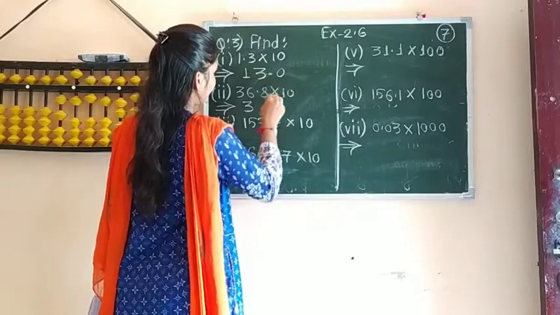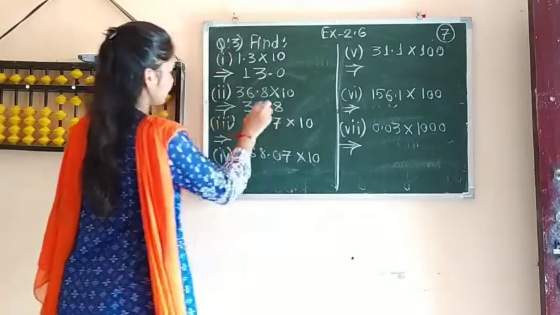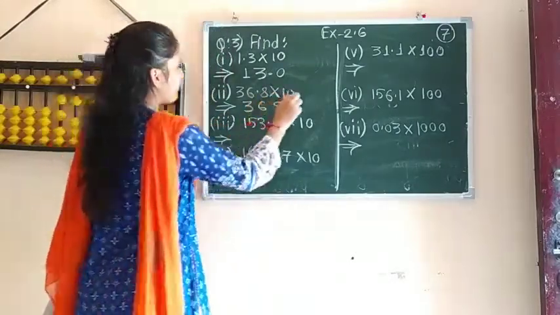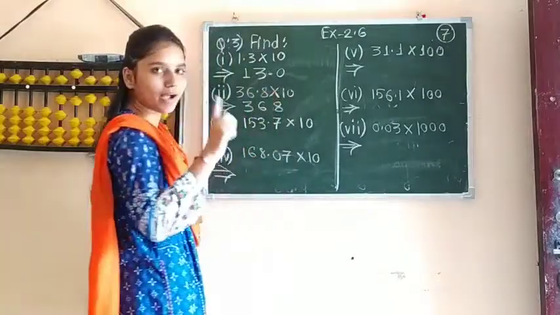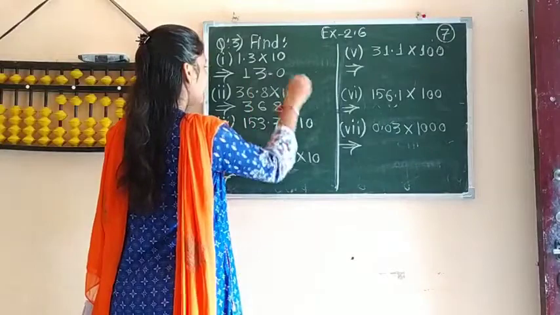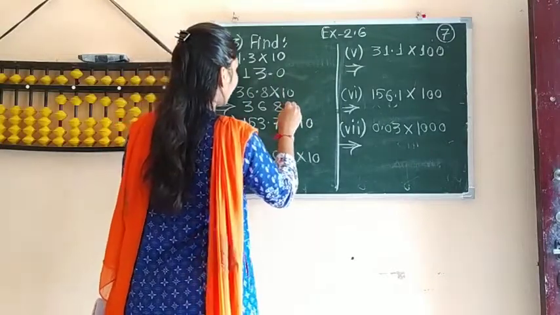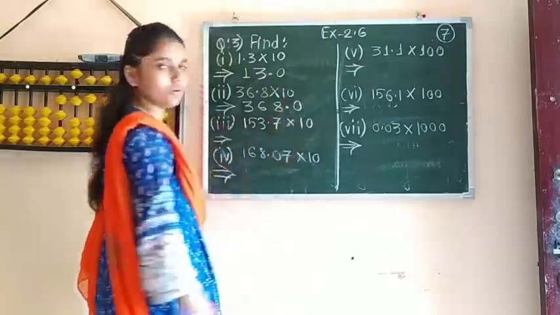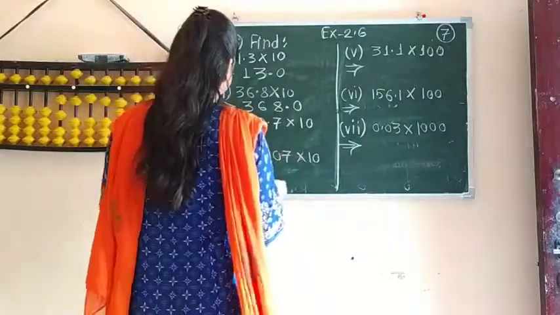Now next, 36.8 multiplied by 10. So write down first 368. Multiplying by 10, so shift the decimal by 1 digit towards right. तो यहाँ पे 8 है, 8 के बाद एक डिजिट शिफ्ट करेंगे तो क्या हो जाएगा? पॉइंट, और यहाँ पे कुछ नहीं तो 0. ओके, नाउ नेक्स्ट.